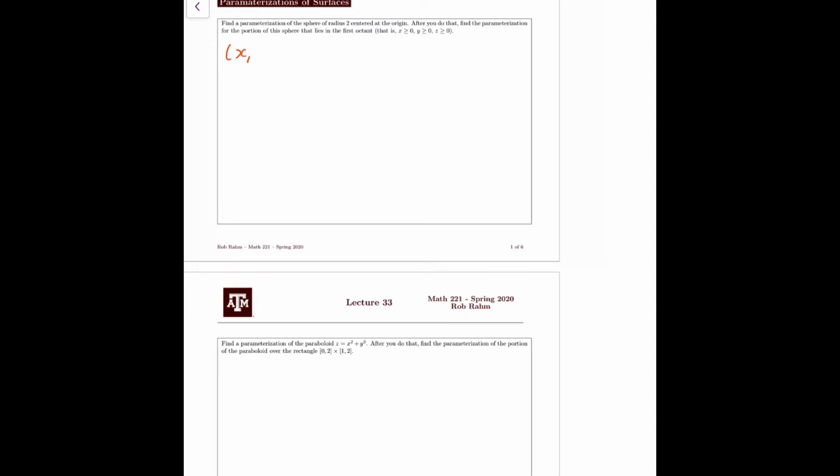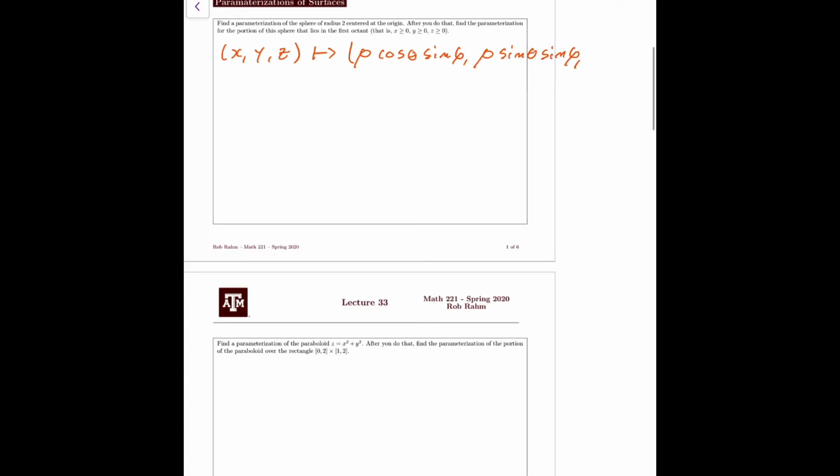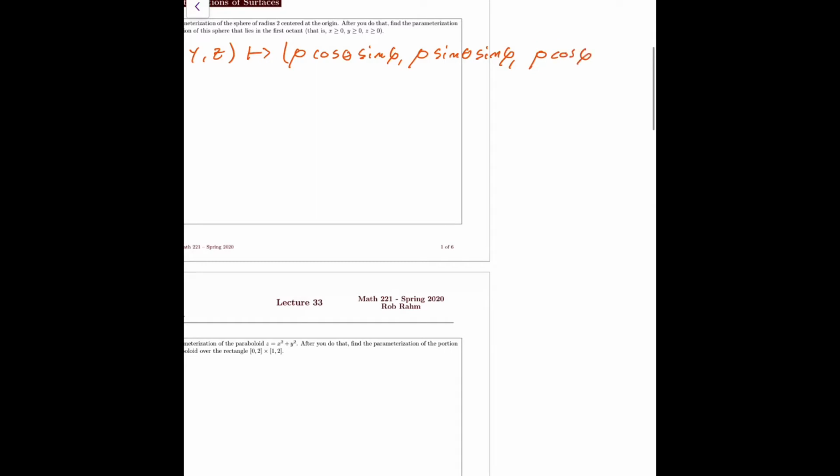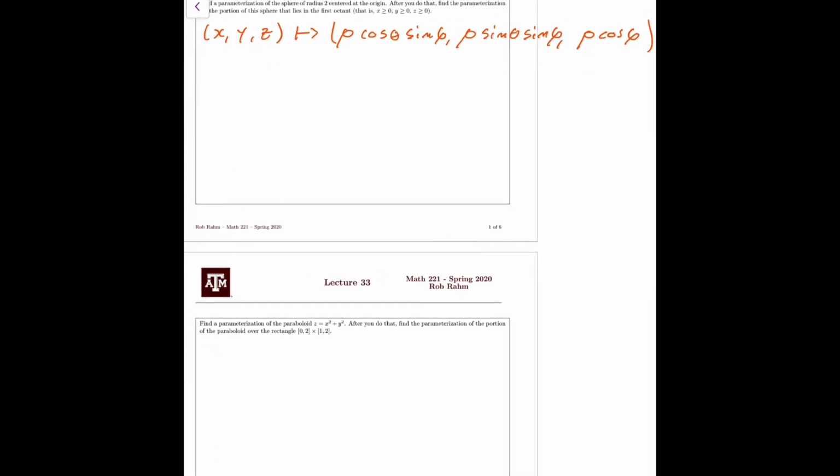Let me remind you that if you have a point x, y, z, the spherical coordinates of this point are the following: rho cosine theta sine phi, rho sine theta sine phi, and then rho cosine phi. To remember what theta and phi are, theta is essentially the same theta from polar coordinates. Phi is the angle made between the line segment going from the origin to x, y, z and the positive z-axis. Anyway, these are spherical coordinates.